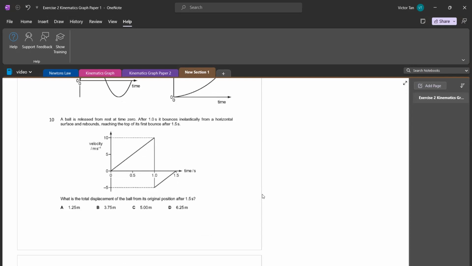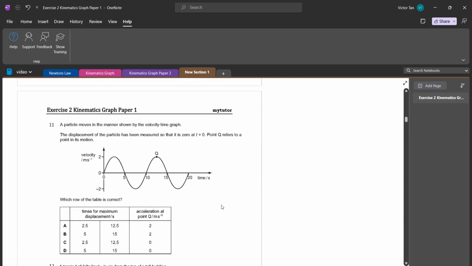A ball is released from rest at time 0. After 1 second, it bounces elastically from a horizontal surface and rebounds, reaching the top of the first bounce after 1.5 seconds. What is the total displacement of the ball from its original position after 1.5 seconds? Again, the same positive displacement. This is 5. This is 1.25. So it's minus 3.75 is the answer.